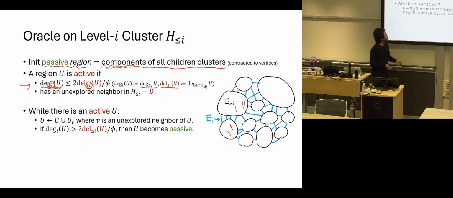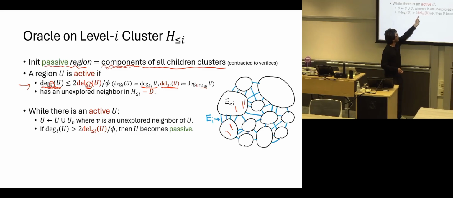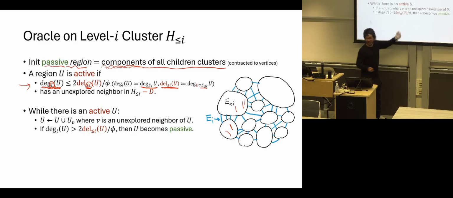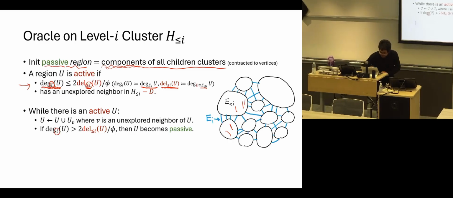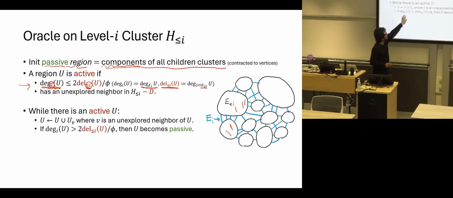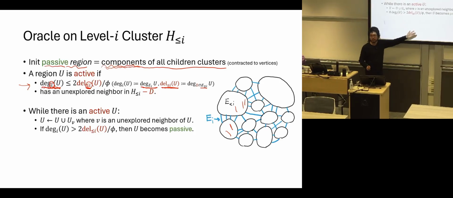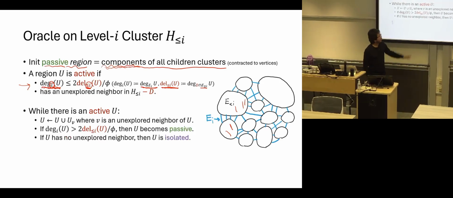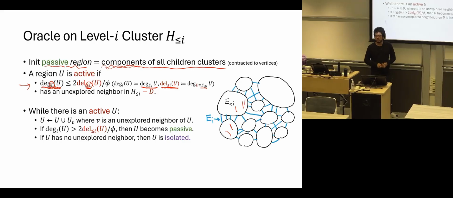So if now the volume is big compared to the deletion, where you have I and at most I here again, right? If the volume is big, then it becomes passive. And if it has no neighbor left to explore further, then it's isolated.